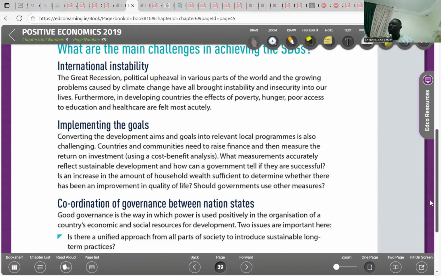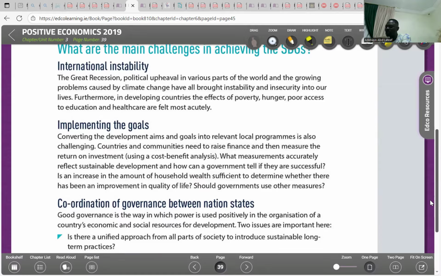The second one, implementing the goals. Yeah, this is what we want to achieve. But it is easier said than done. Yeah, we can say that this is what we want to achieve. But can we really actually do it? There are other factors that will not allow us to do it. So there are external factors that are beyond our control. So here, implementing the goal.